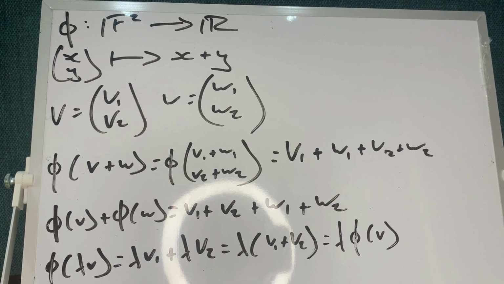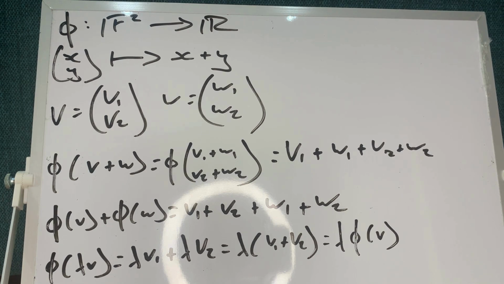Okay, so we got another function here. I've changed the symbol this time. I realized I was saying the wrong Greek letter before. So this is phi, and it's going to take (x, y) and send it to x plus y. So we've got v and w defined there.